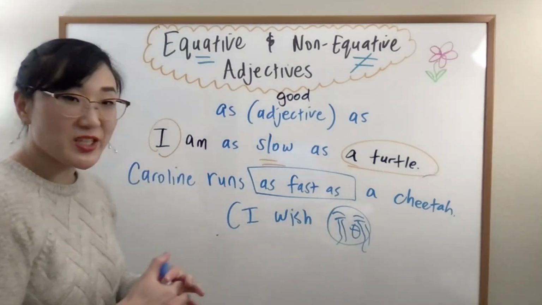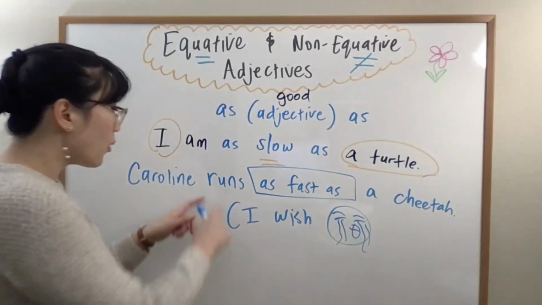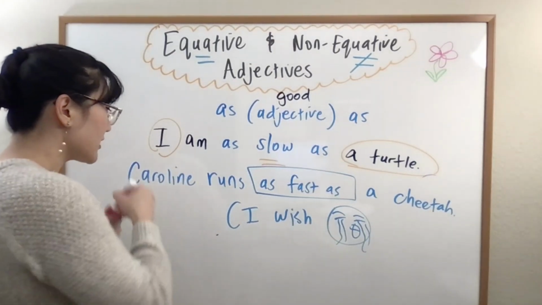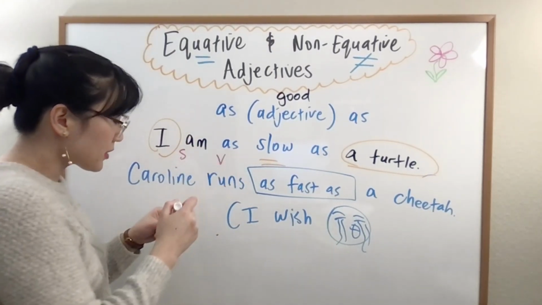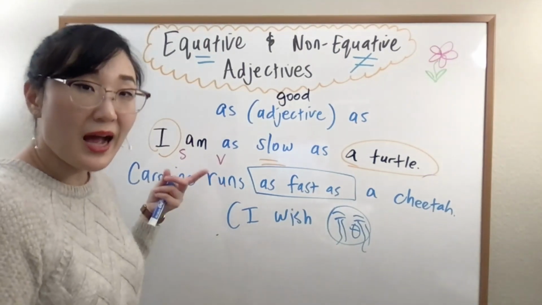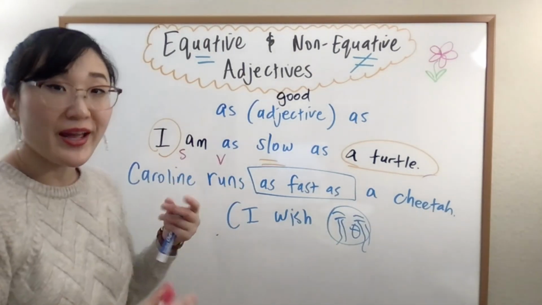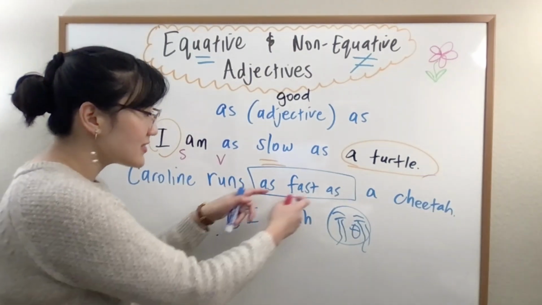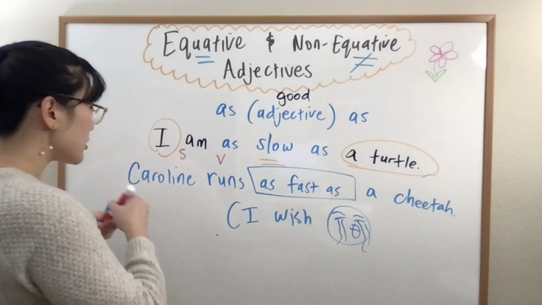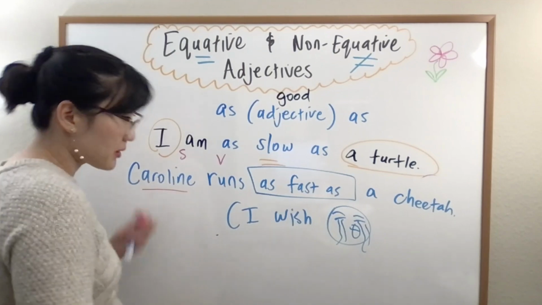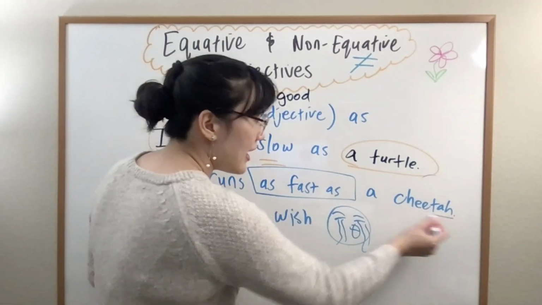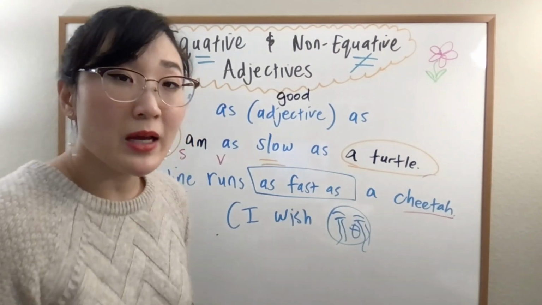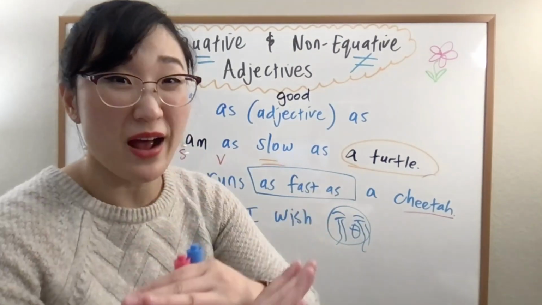You can change this any way you want. You can change this verb. Remember, you always need this subject and you will always need a verb. You can change this present, past, present continuous, future, anything you want. But just remember, as, the adjective, as, you're comparing two things. In this case, I'm comparing myself, Caroline, and this cheetah. Understand? Now let's look at non-equative adjectives.